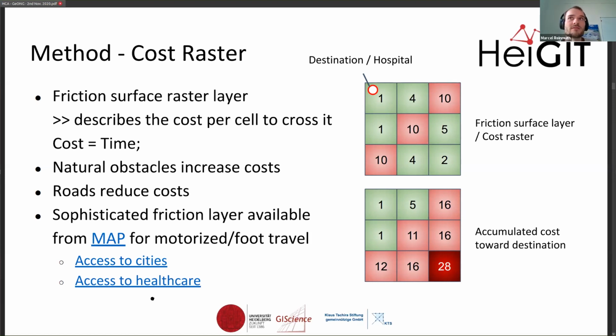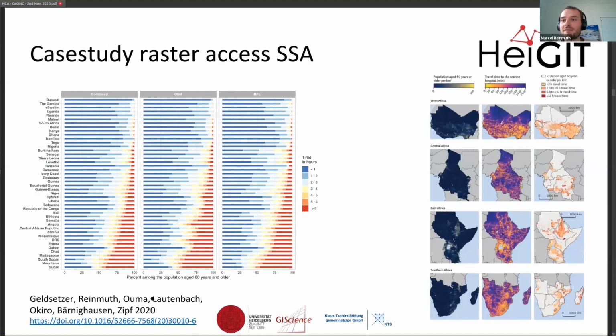So we did not use their friction layer. We did our analysis before they published it last month. So this was our second case study using a raster, cost raster access algorithm.